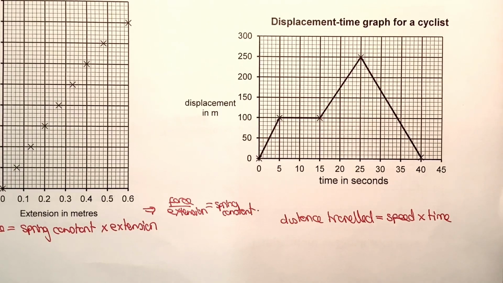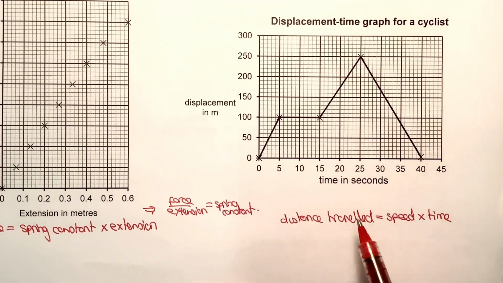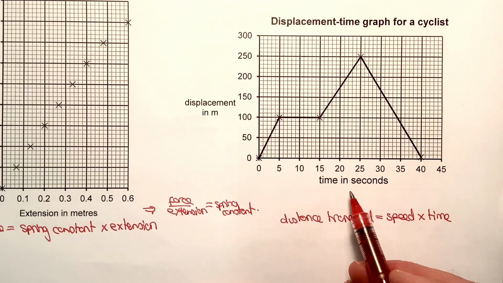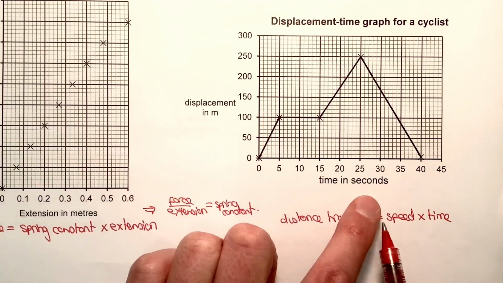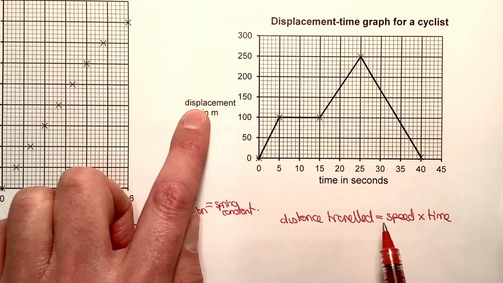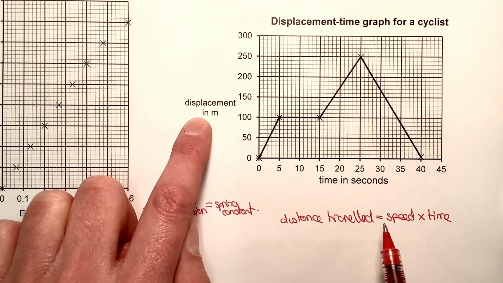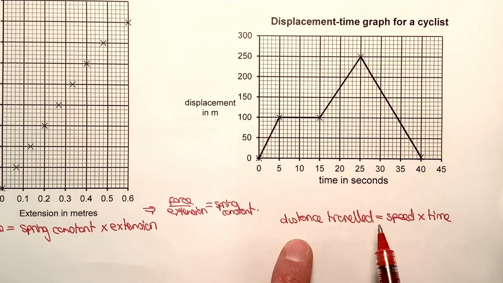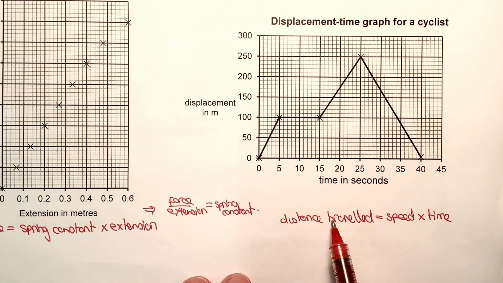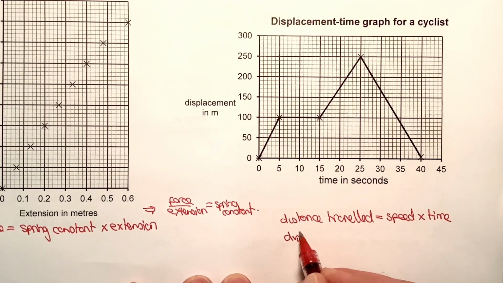Let's look at another example, a displacement time graph for a cyclist. So there's two ways that we could do this. Whenever you have a something time graph, it gives you the rate of change of the something. So this gives us the rate of change of displacement, which is speed. Or we could look at the equation distance travelled equals speed times time, divide both sides by time, which would give us distance travelled over time, which would equal speed. So two ways when it's a something time graph.